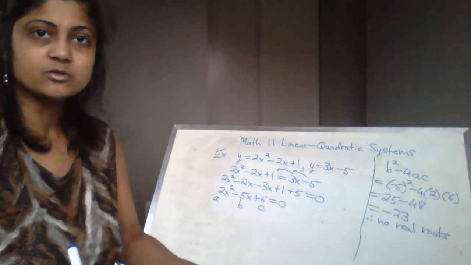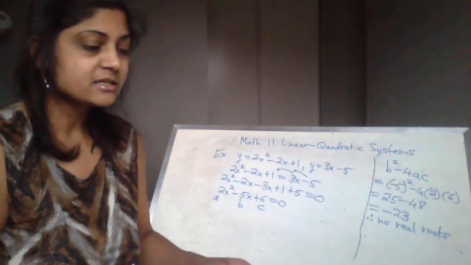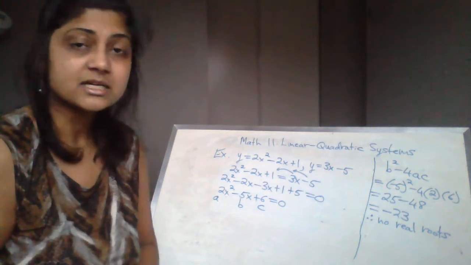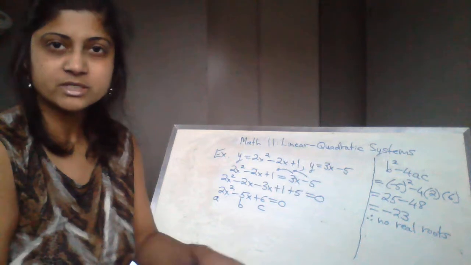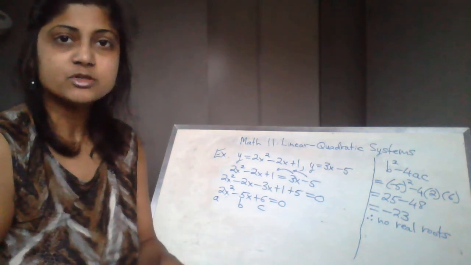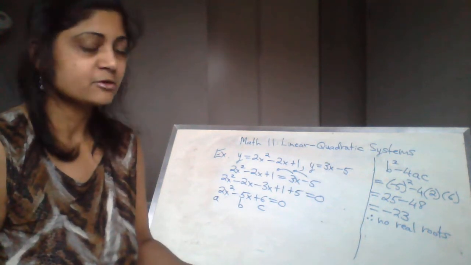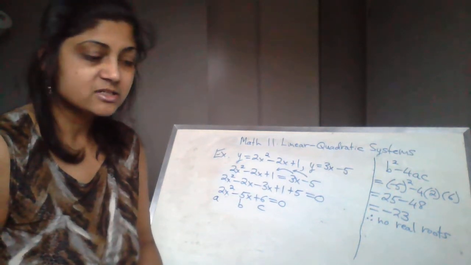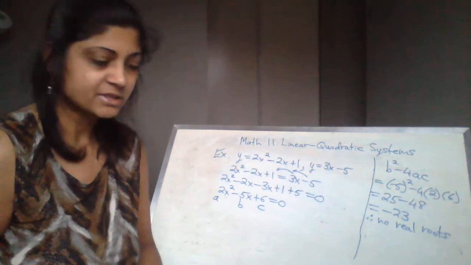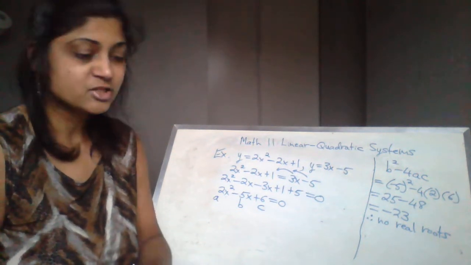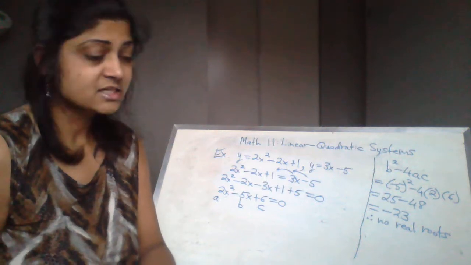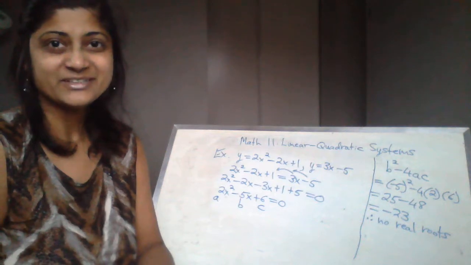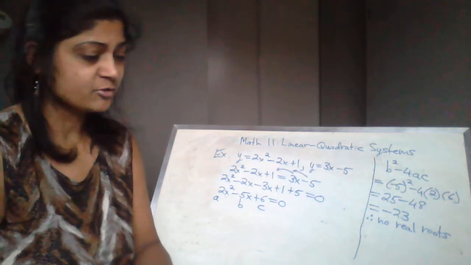In this case, when there are no real roots, what that actually means is that there are no points of intersection between this quadratic function and this linear function. So they actually don't intersect each other. If I graph out the quadratic and the linear function, I'll notice that they don't intersect at all. And in this case, the teacher cannot ask you to find the points of intersection because there are none. That's all you're doing for this question.